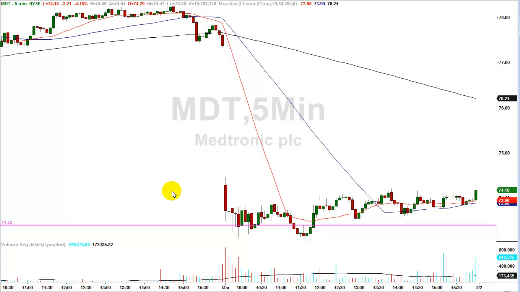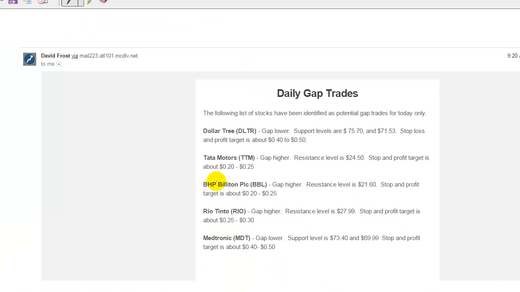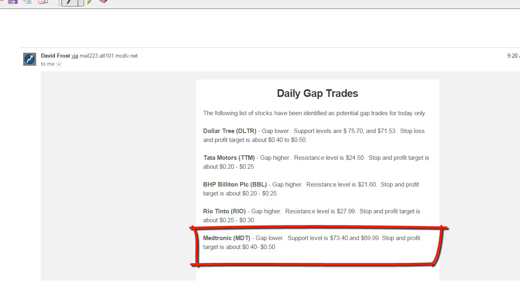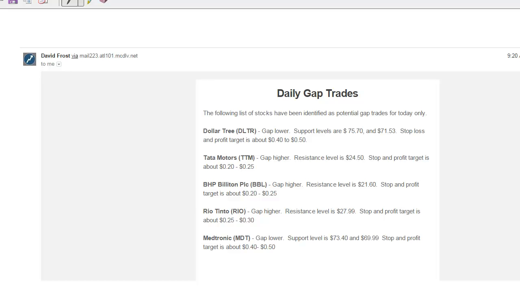Secondarily, I have a service where I send out my gap trades each and every day to members, and here you can see the ones that were sent out today, and only one level hit. It was Medtronic. The other stocks never hit their price levels, and when a stock doesn't hit its price level, it's a no trade. We just leave it alone. We're only interested in stocks that hit their price level because we know it's a high probability trade.